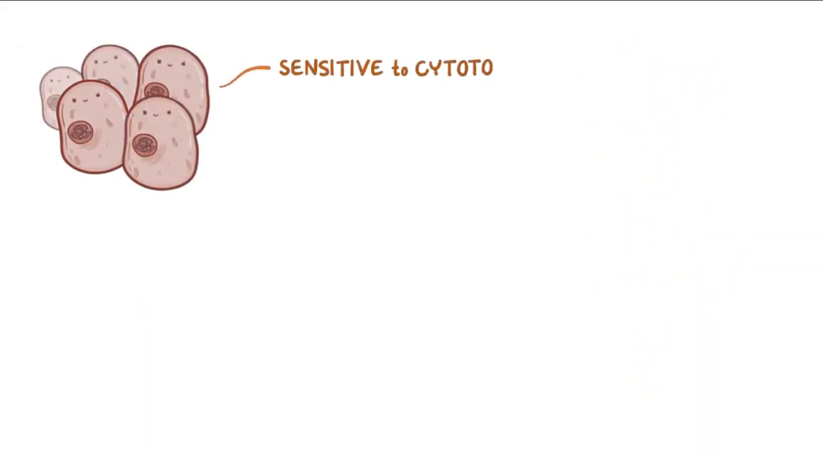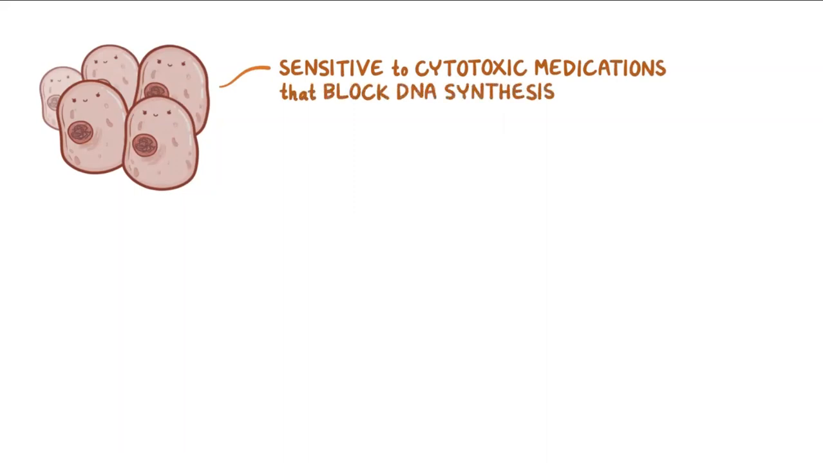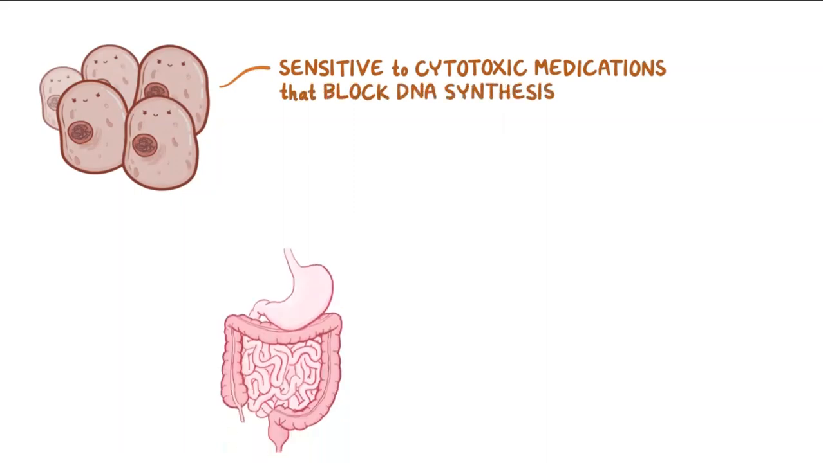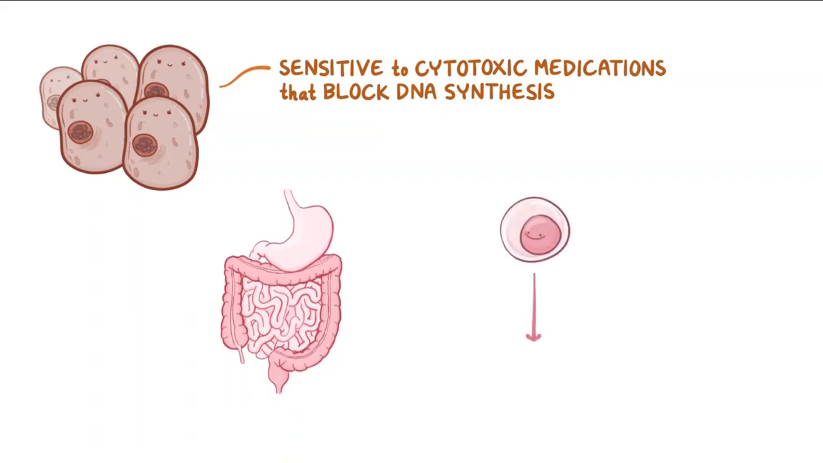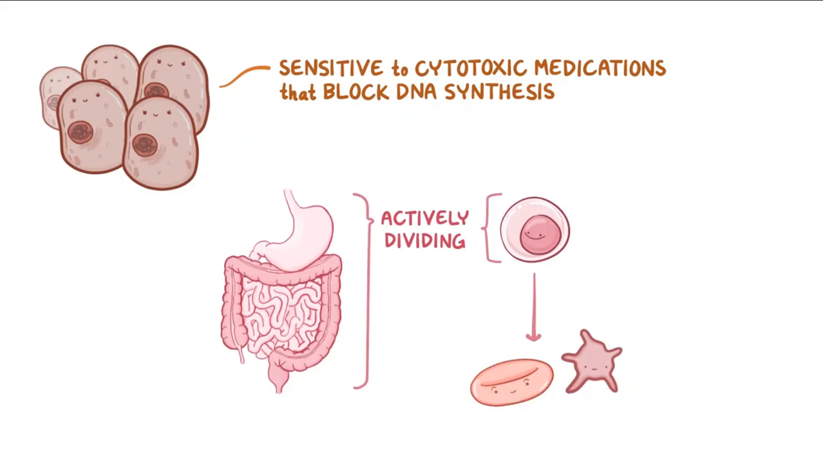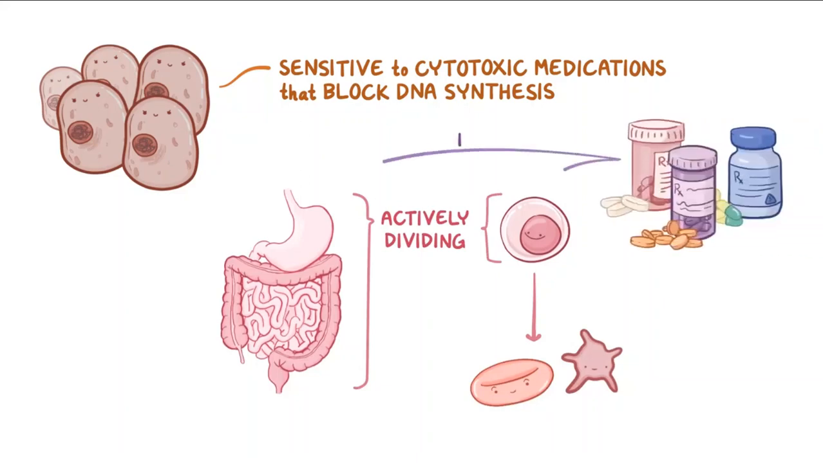Alright, now the cancer cells pretty much do nothing but divide all day long, and so they're very sensitive to cytotoxic medications that block DNA synthesis. The bad news is that plenty of normal cells in our body, like the cells lining the GI tract and the precursors to blood cells and platelets, are also actively dividing, and this explains why anti-cancer medications are toxic to these tissues.